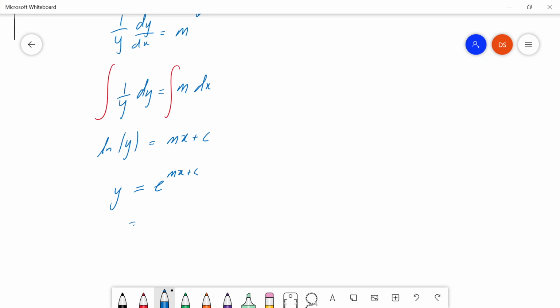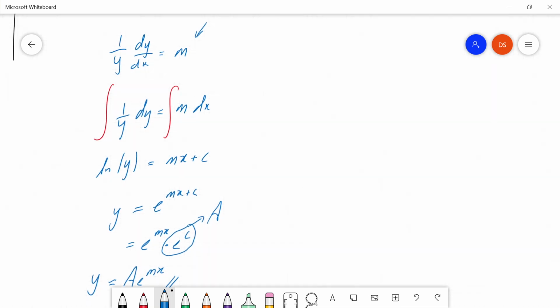But what we can do is write it a little bit prettier, because it's a plus in the power, it's the same as multiply outside, and we can rewrite this and call this, I don't know, some constant a. So we can rewrite this as y equals a e to the mx. Okay, and this is a general solution, and this is called growth curves. Most growth curves follow this kind of pattern, and this algebra is going to be kind of useful to you.